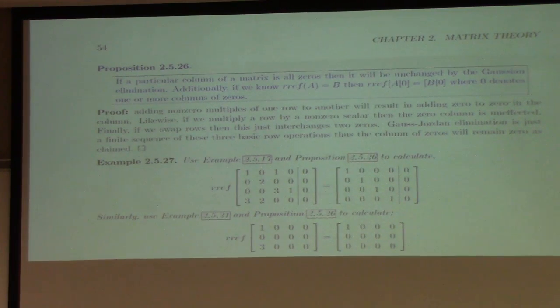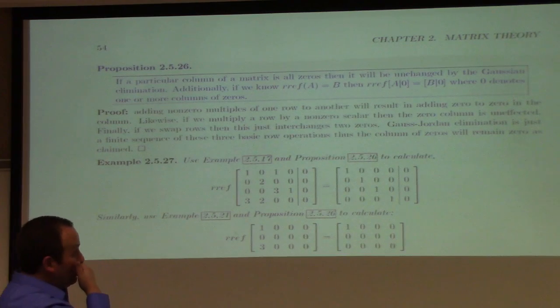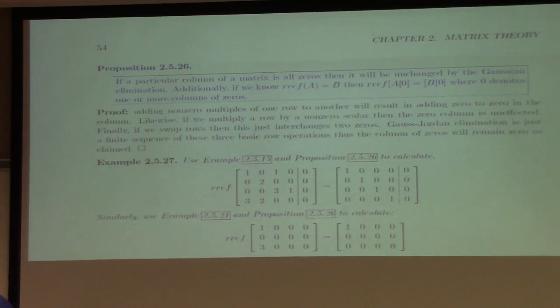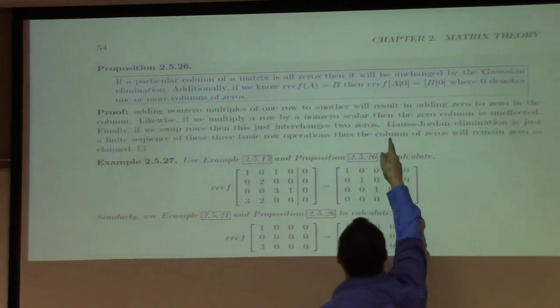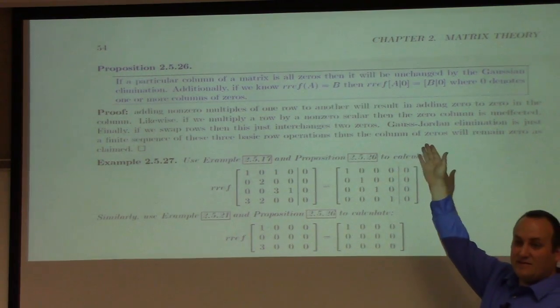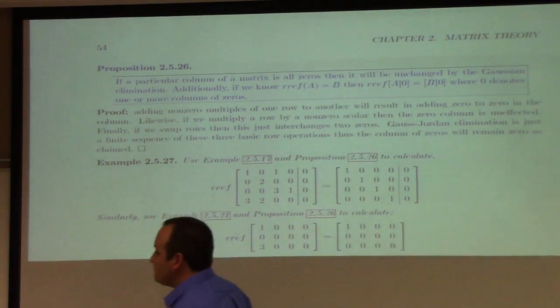This is more important. Proposition 2.5.26 basically tells us that if we do the row reduction on a matrix A, and then we glue columns of 0 to the right of A, nothing happens. As you do row operations on a column of zeros, what happens? You switch 0 with 0, you multiply 0 by a non-zero number, you add 0 to 0, it's 0. So if I calculate the reduced row echelon form of A with 0 slapped on, I still get the same thing with a 0 slapped on. That's a nice thing to know.